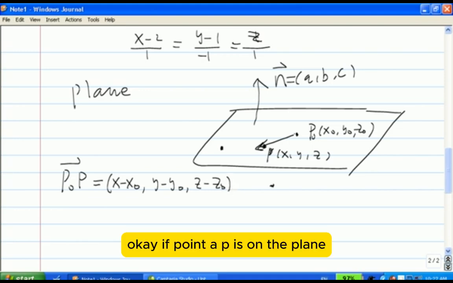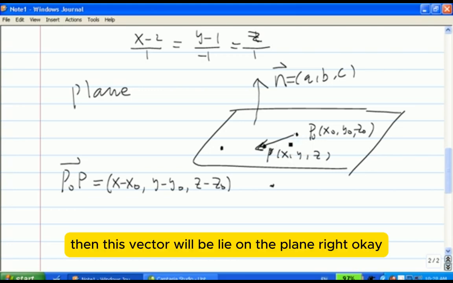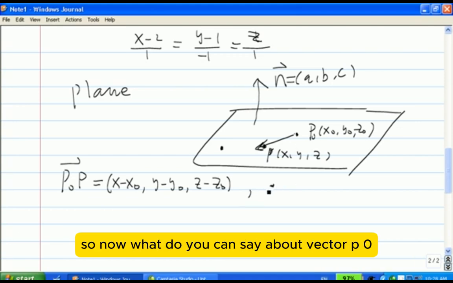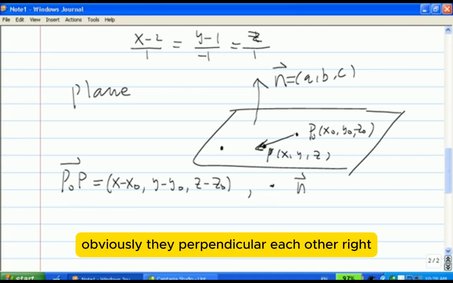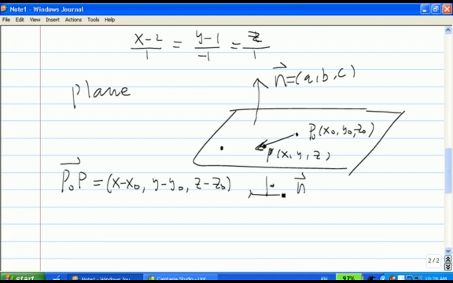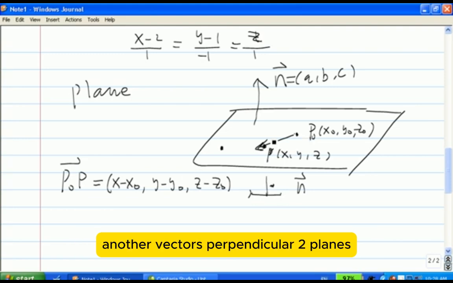Okay, if point P is on the plane, then this vector will lie on the plane, right? So what can you say about vector P0P and the vector n? Obviously they are perpendicular to each other, right? Because one vector is lying on the plane, and the other vector is perpendicular to the plane. So it must be perpendicular to any vector that lies on the plane.